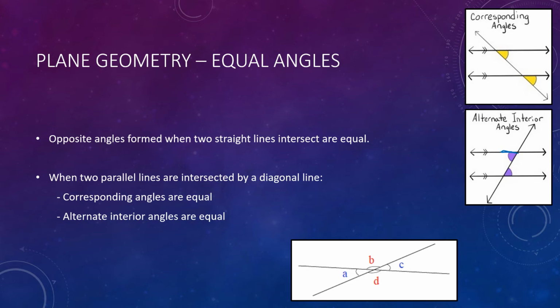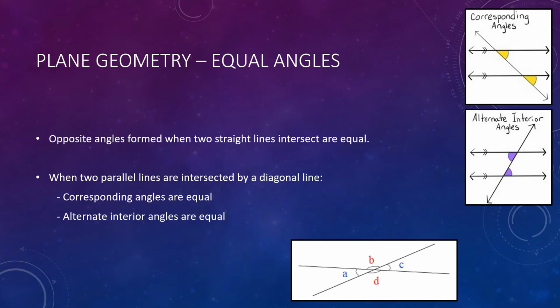Notice, if you trace this out, you get the Z shape. So the angles inside of the Z are going to be equal. Those are the alternate interior angles.